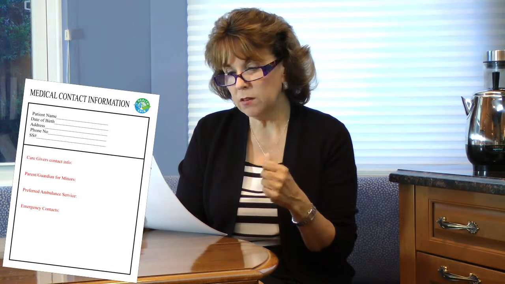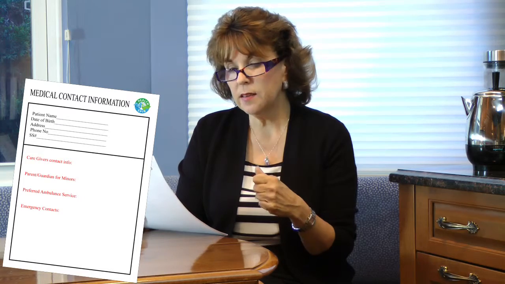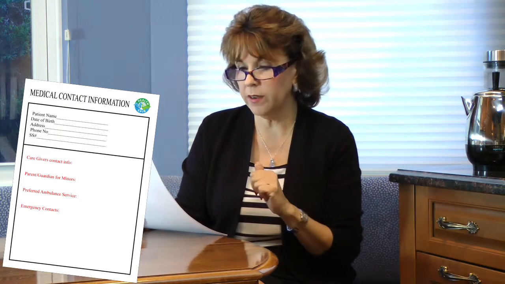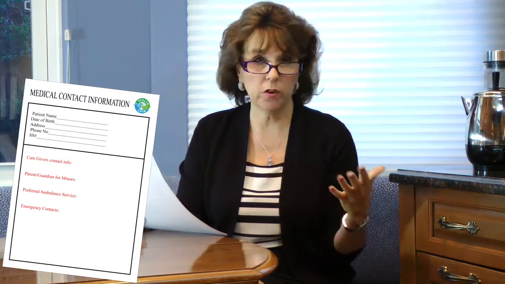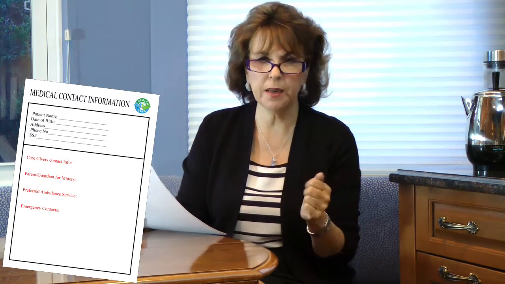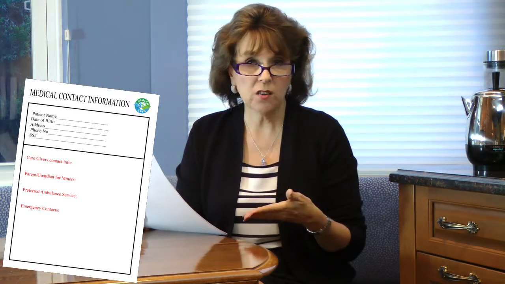On my dad's medical life list, we list all of his caregivers because he had very many people that took care of him, and we needed to know their contact information in case somebody got sick and we needed to find somebody to fill in. I also picked an ambulance company that I felt comfortable with, and I listed it for people so that they had a direct number if they had to call an ambulance.